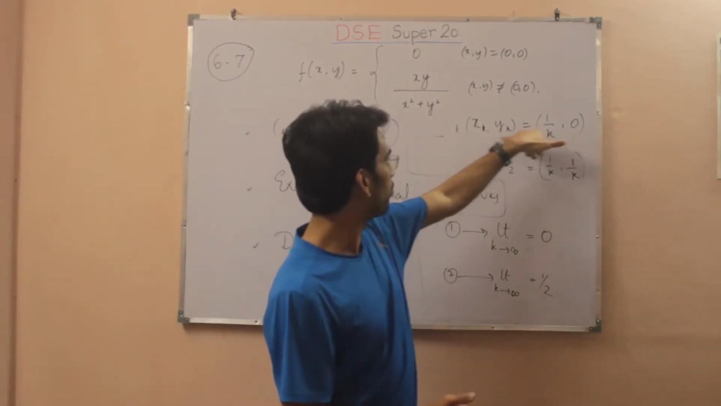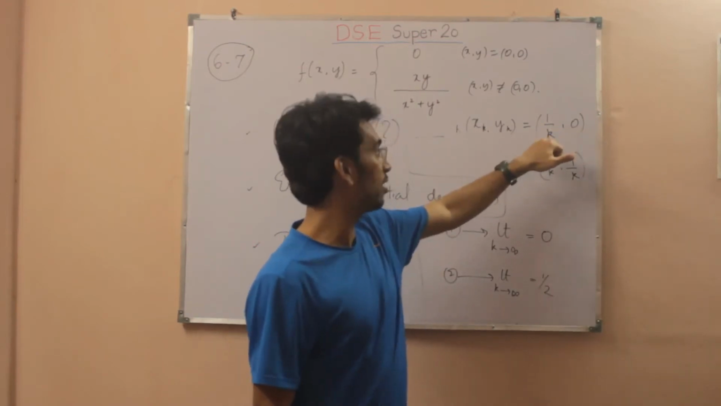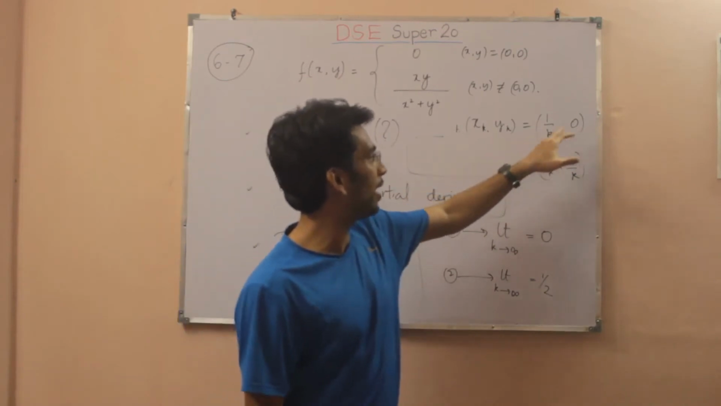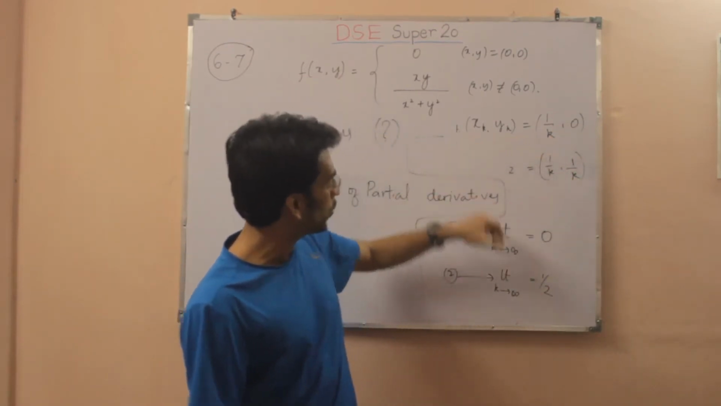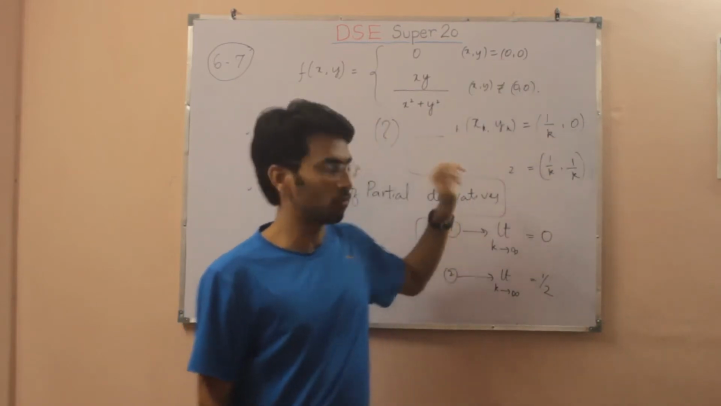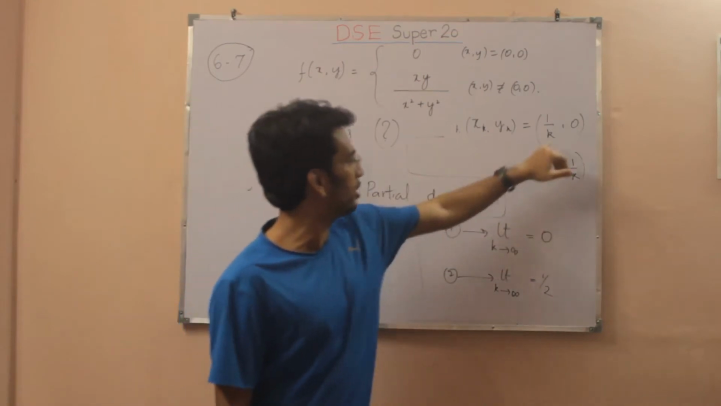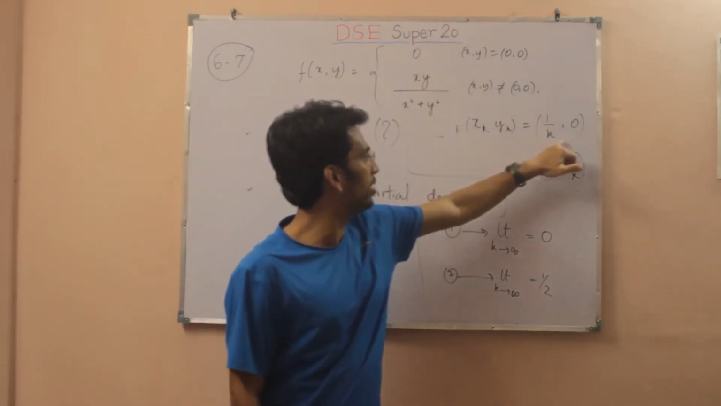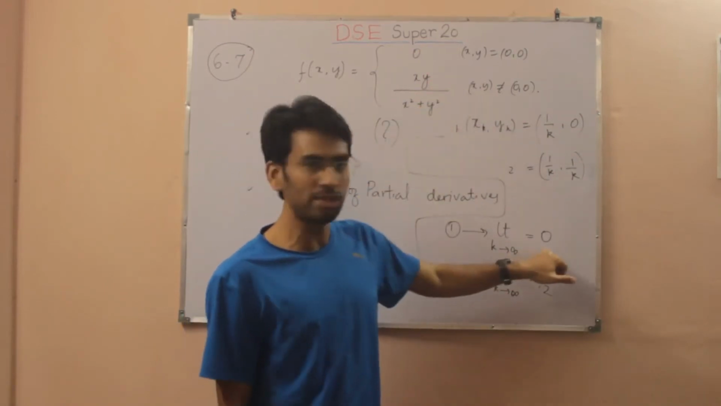Consider the sequence of points 1 over k, 0. So this represents the sequence of points along the x-axis. As k gets progressively larger, this point tends to the origin. So as k tends to infinity, you can see that this point tends to the origin, and if you substitute this value in the function, you'll see that the limit is 0.